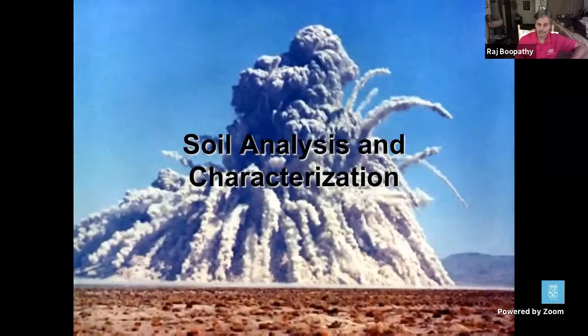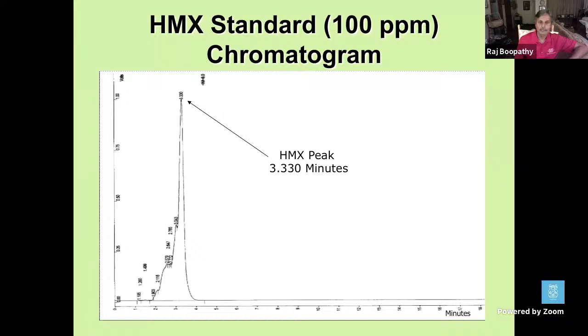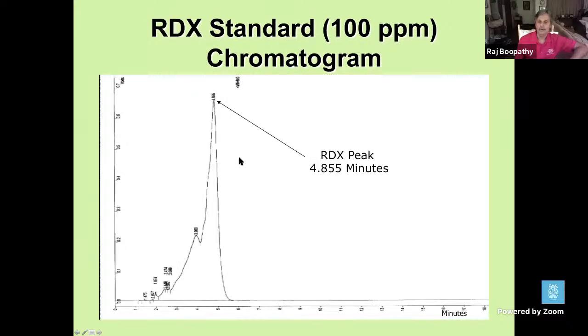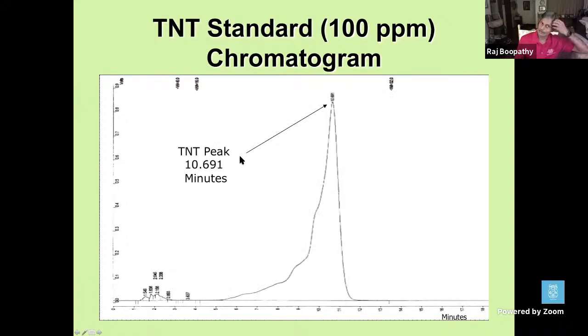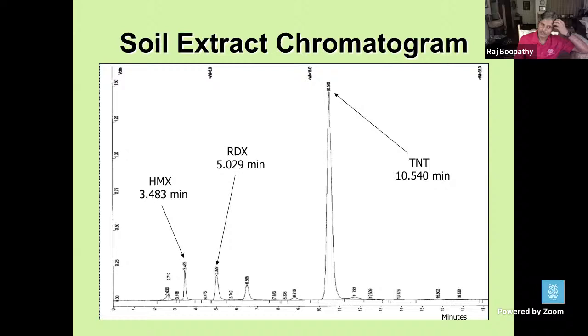So we went to the site, collected extensive soil samples, characterized them, and did the analysis. HMX in HPLC comes at 3.3 minute retention time, RDX comes at 4.8, and TNT comes at 10.69 minutes. When you extract the soil, you can see all three of them: HMX, RDX, and TNT. It also has other residues, some of them bomb chemicals, some of them metabolites. But we are concerned about these three chemicals and how to clean them up at this particular site.